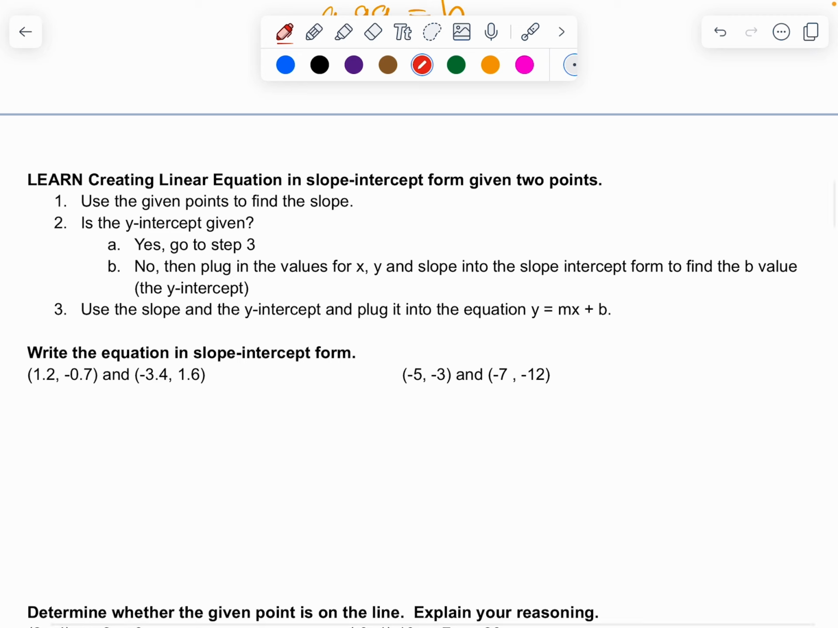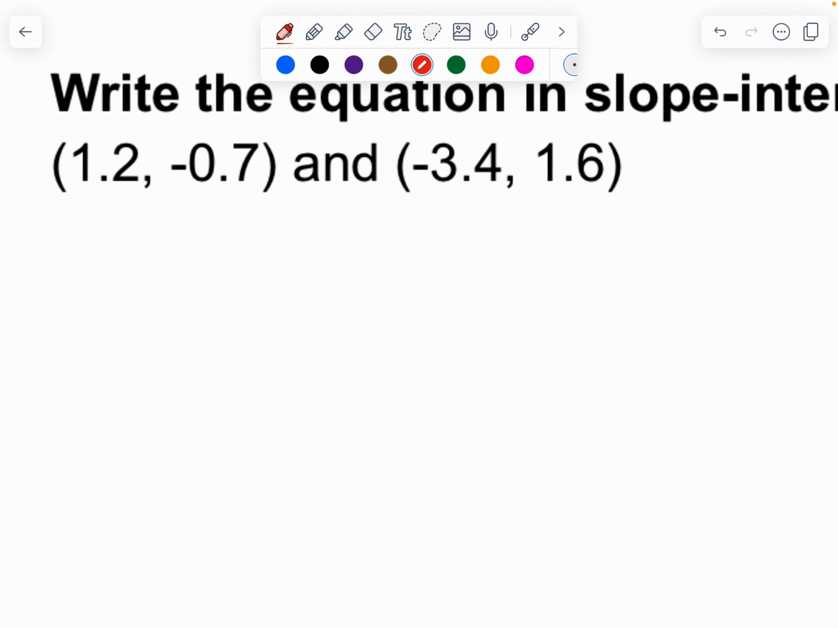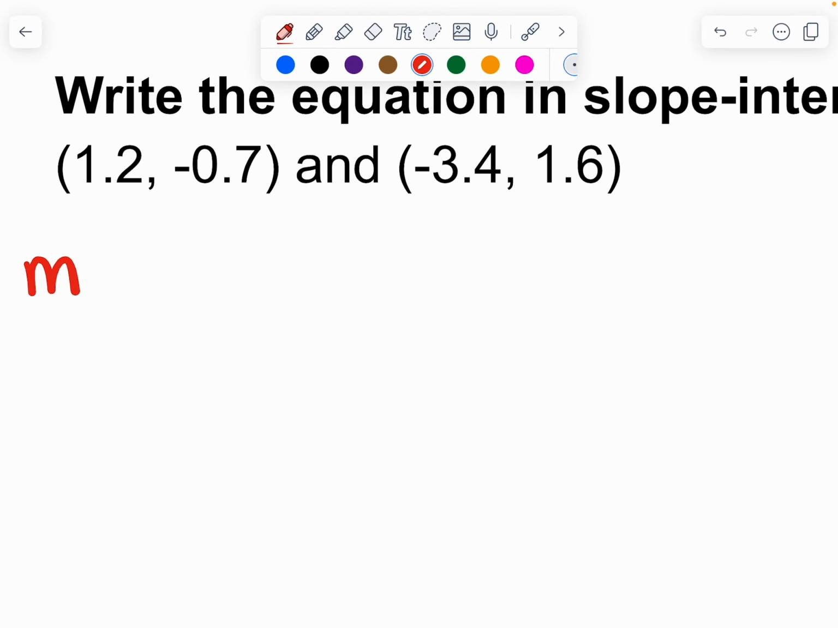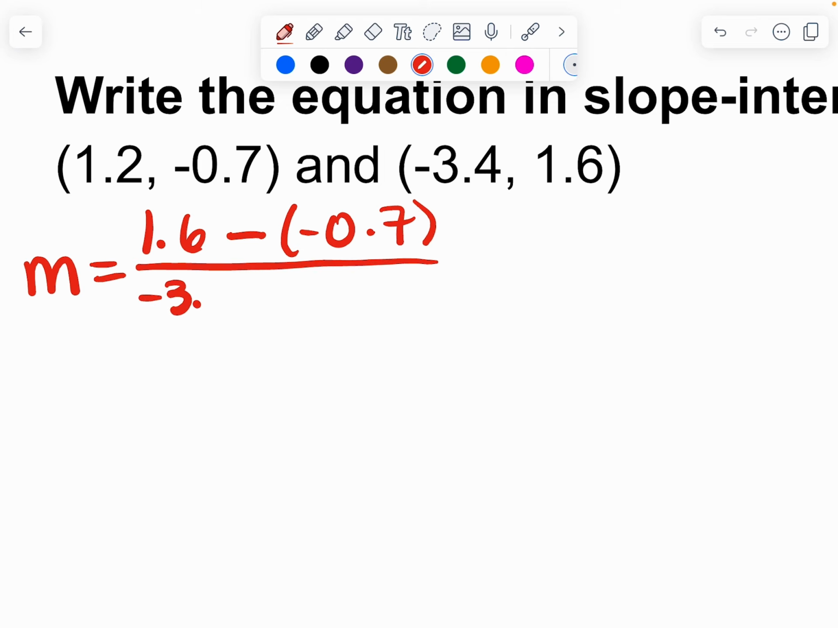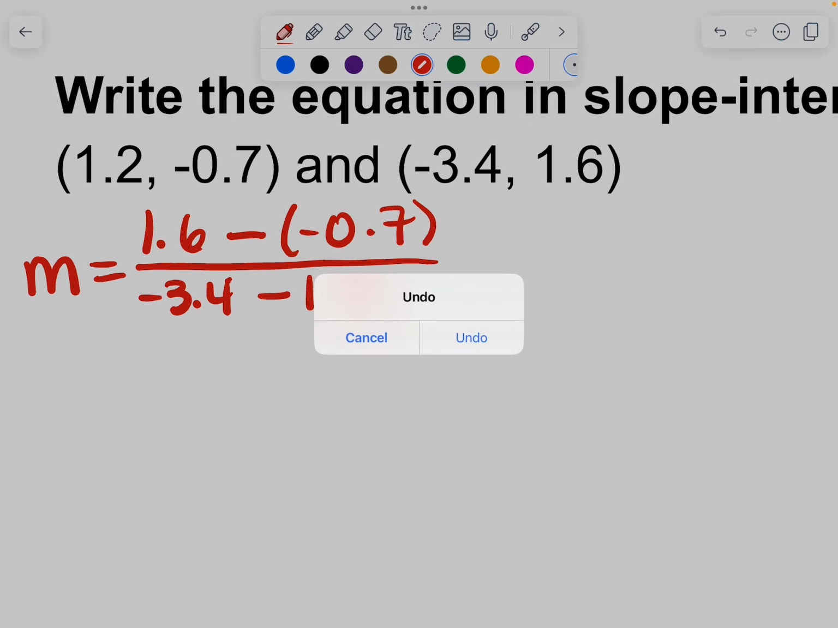Now we're creating a linear equation in slope-intercept form, but we're only given 2 points. We're not given the slope. So what we have to do is first get the slope. That's the very first thing I have to do. Oh no, there are decimals. It's okay. So I'm going to subtract 1.6 minus negative 0.7 over negative 3.4 minus 1.2.